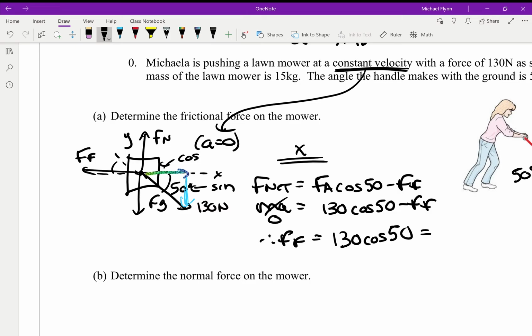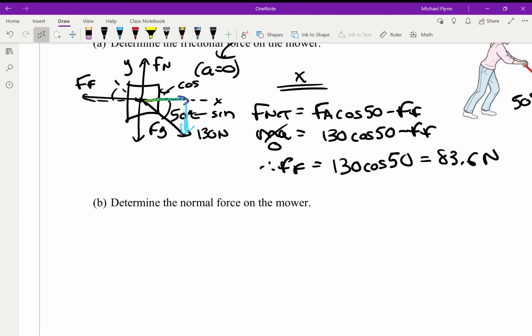I get 83.6 newtons. So there you go. All right, determine the normal force. Well, here's the deal. This is the tricky question, but we don't need to draw the diagram again because we already have it. So we're just going to refer to this diagram up here, and the normal force is on the y-axis.